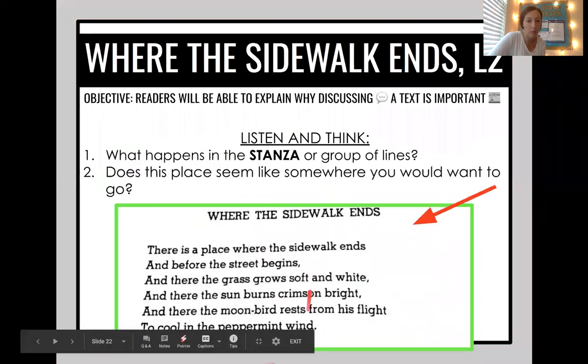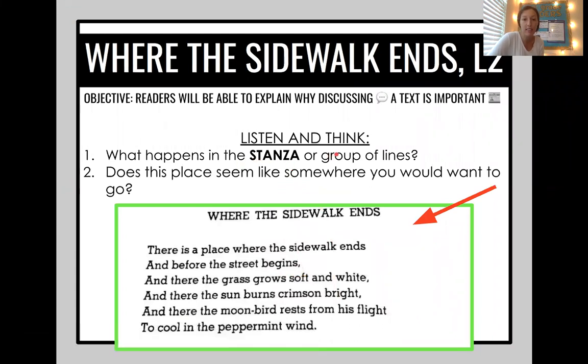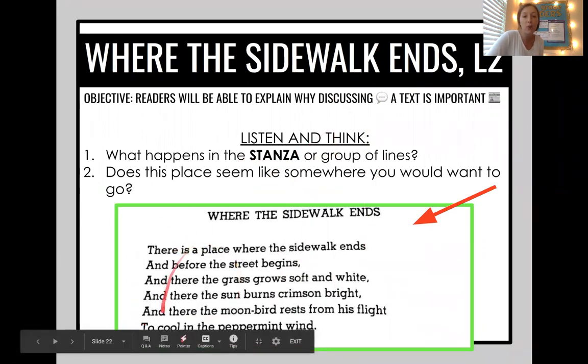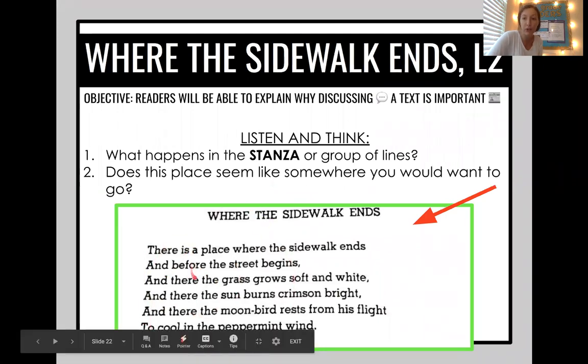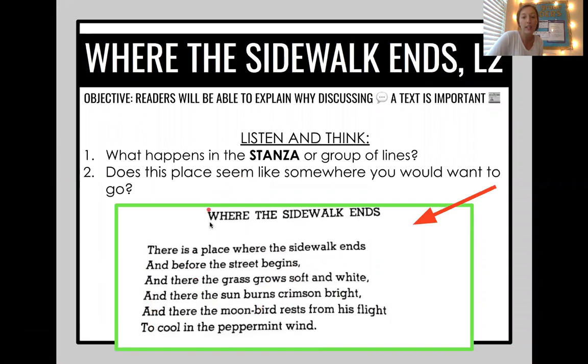is right here. We have this first group of lines, and we have our first stanza. You guys see the word stanza right there on the screen, and we are going to be looking for our who, what, why words. Go ahead and track with me and listen for any words that tell you about pronouns or names for who, anything about where the sidewalk ends for what, and why they're leaving for why.